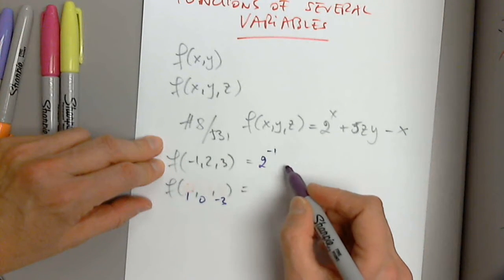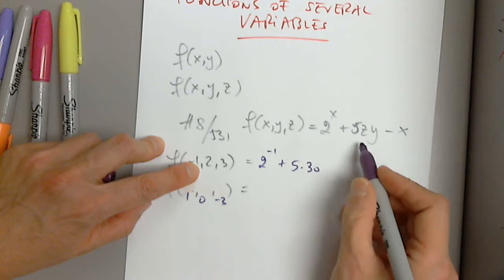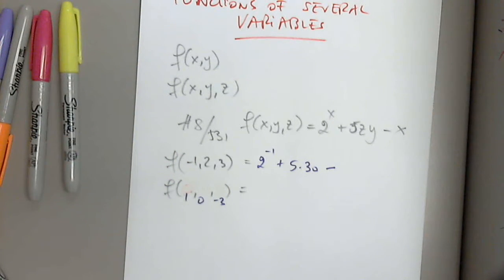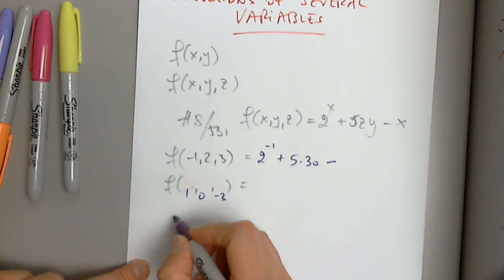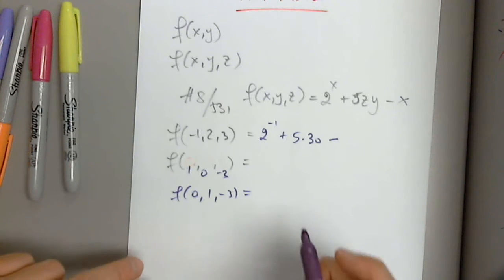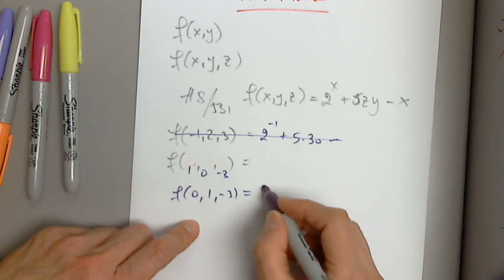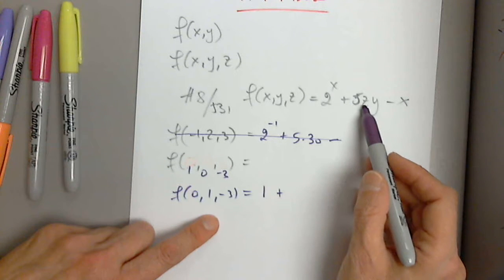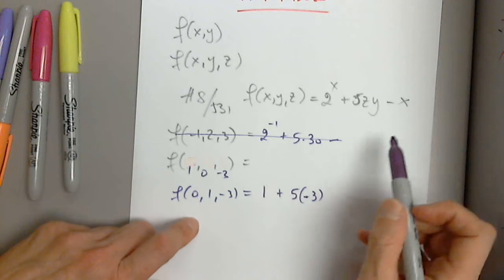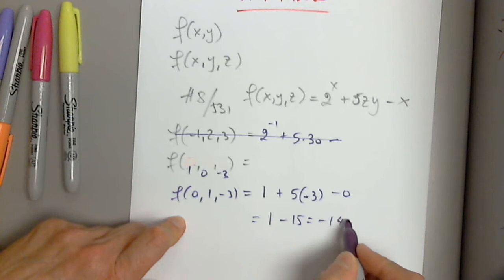So this will be 2 to -1 plus 5 times z times y. Then the first one is different as well. Oh no, it says 0, 1, -3. Keep an eye on what I copy. Sorry about that. So 2 to 0, plus 5 times z times y will be 5 multiplied by -3, and minus 0. So the answer is 1 minus 15, -14.